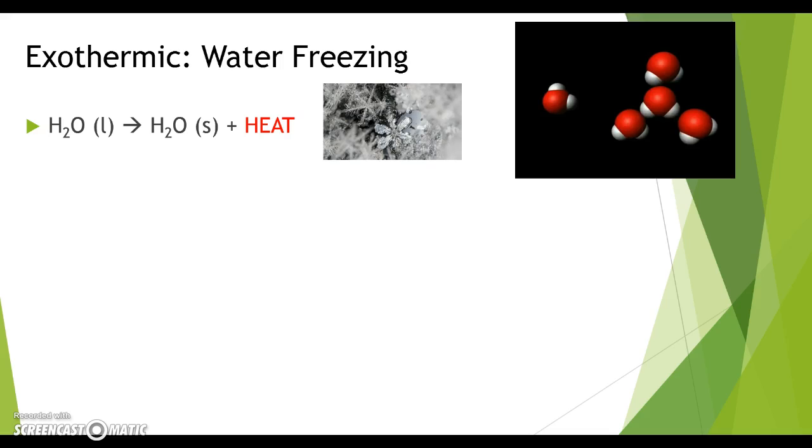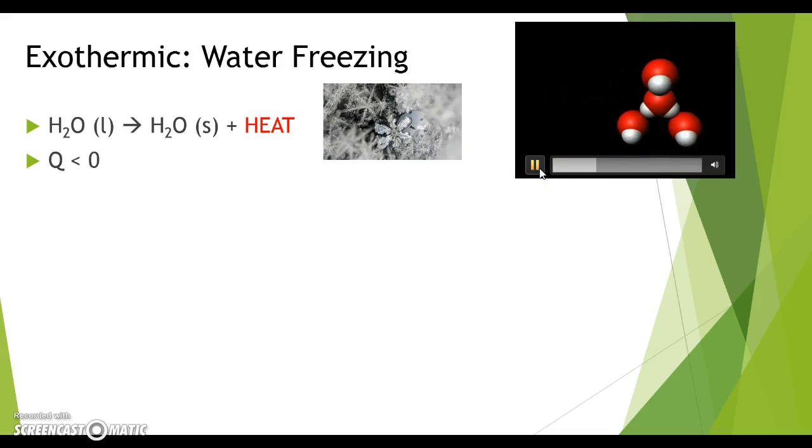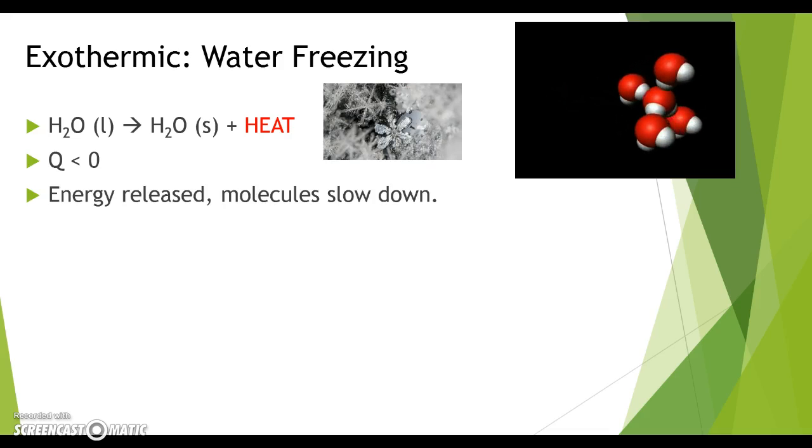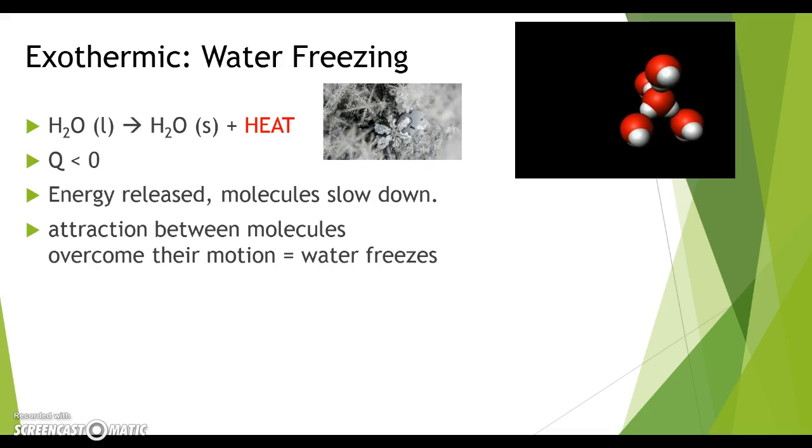Let's look at the freezing of water, which is an exothermic process. From liquid water to solid form, heat is released in this process. And Q is a negative number since we have energy being released from the sample of water. So let's take a look at this video real quick. Here we have liquid water, and as heat is being released from the sample of water, we see here, the attraction between the molecules will overcome their motion as the molecules slow down significantly and the water freezes.